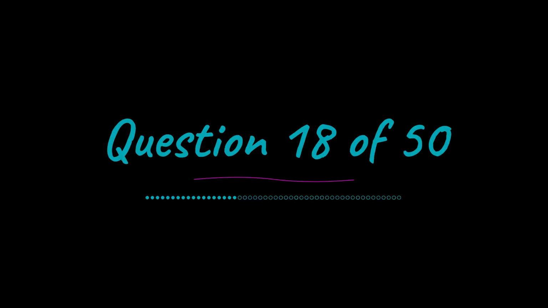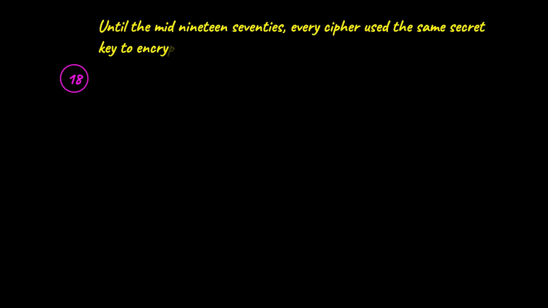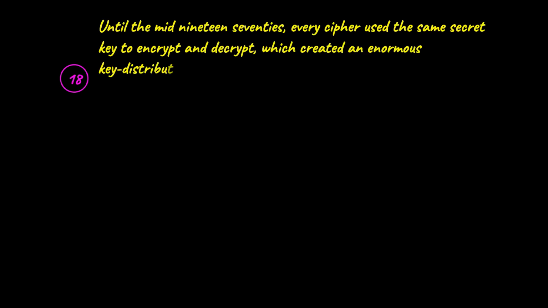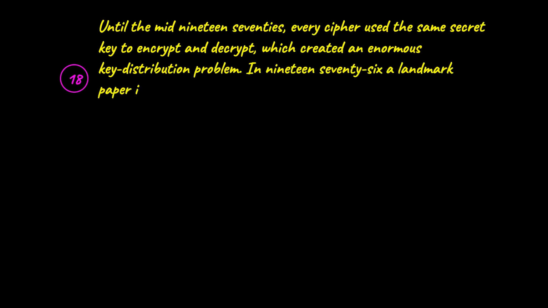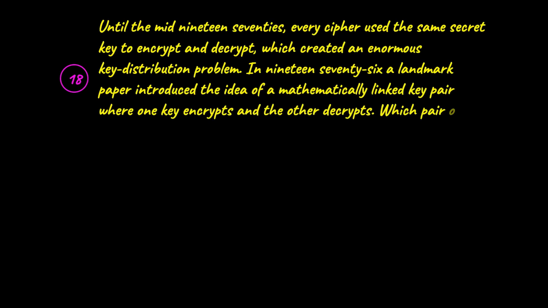Question 18. Until the mid-1970s, every cipher used the same secret key to encrypt and decrypt, which created an enormous key distribution problem. In 1976, a landmark paper introduced the idea of a mathematically linked key pair, where one key encrypts and the other decrypts. Which pair of researchers is credited with this breakthrough?